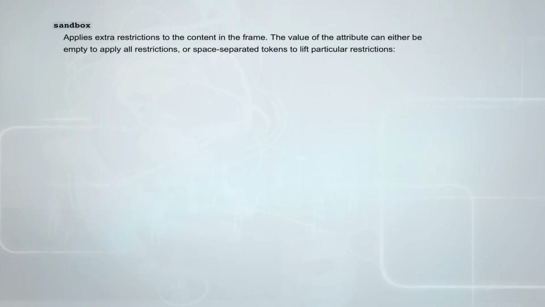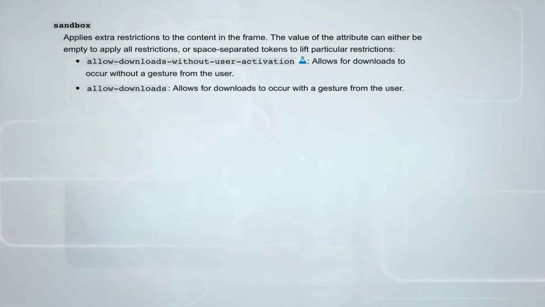Now let us see what is very interesting, that is the sandbox. It applies extra restrictions to the content in the frame. The value of the attribute can either be empty to apply all restrictions or space separated tokens to lift particular restrictions. Allow downloads without user activation will allow downloads to occur without a gesture from the user.